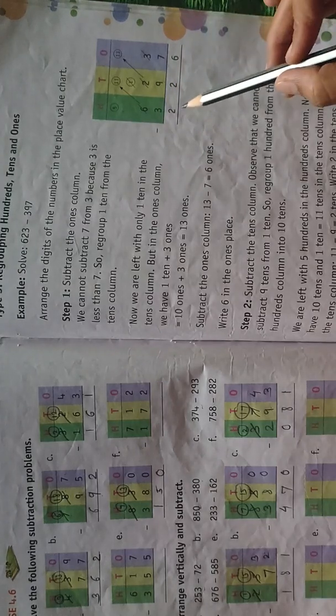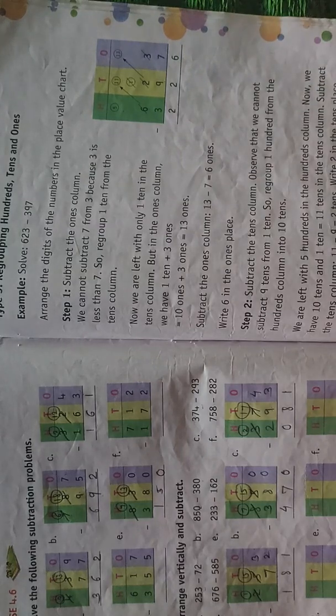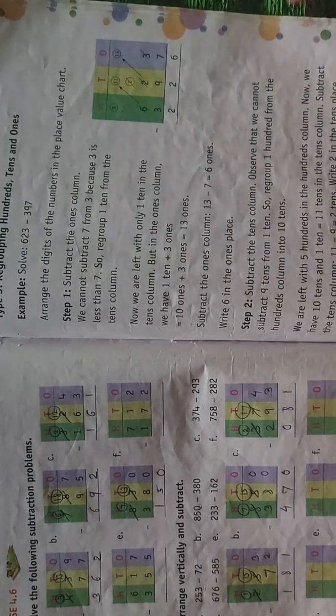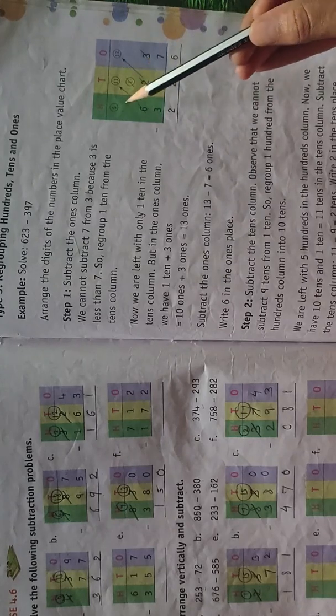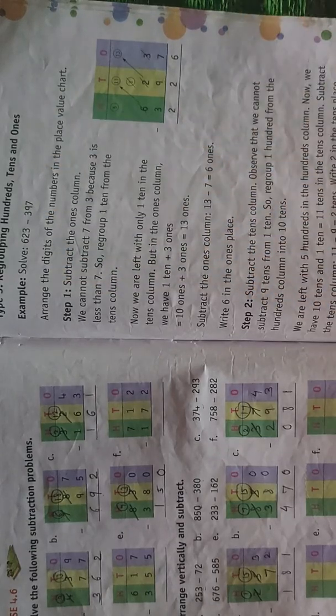So your answer over here is 226. You can see we have taken the borrows from all the three places. So the topic name is regrouping hundreds, tens and ones.